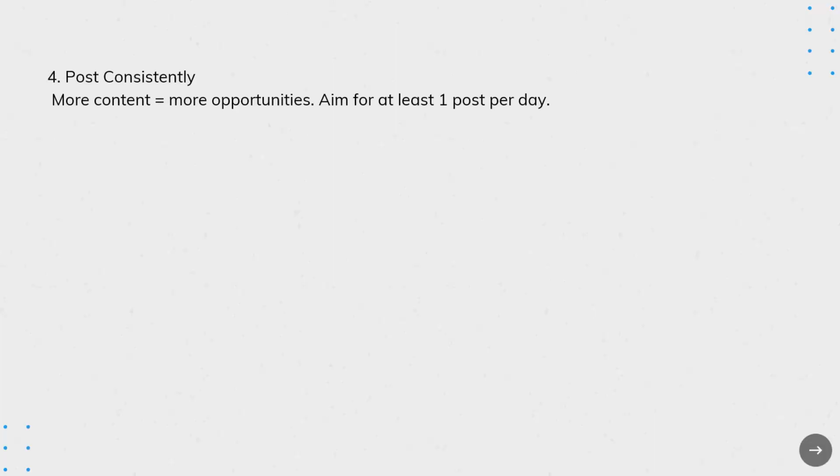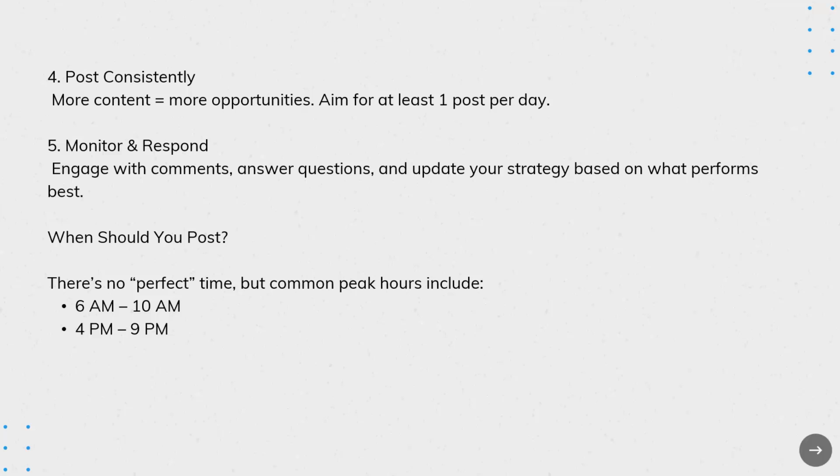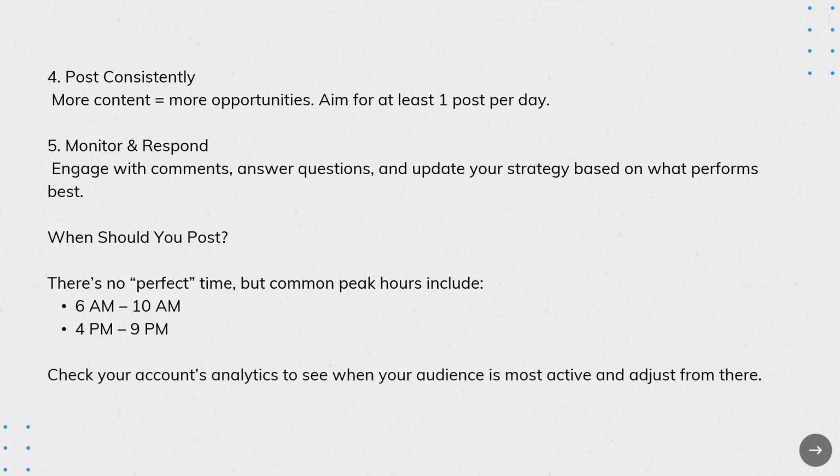4. Post consistently. More content equals more opportunities. Aim for at least 1 post per day. 5. Monitor and respond. Engage with comments, answer questions, and update your strategy based on what performs best. When should you post? There's no perfect time, but common peak hours include 6 a.m., 10 a.m., 4 p.m., 9 p.m. Check your account's analytics to see when your audience is most active and adjust from there.